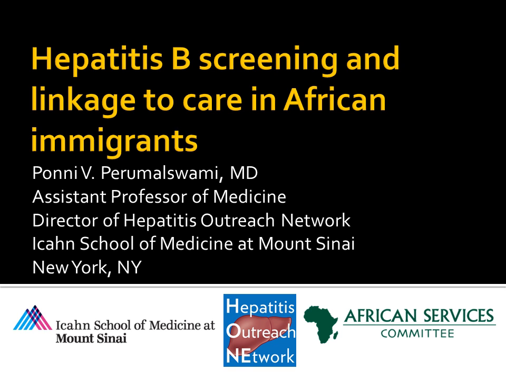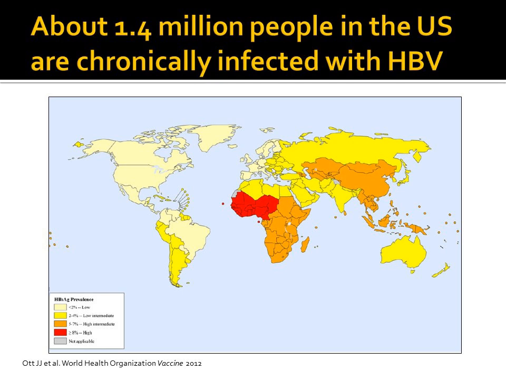So I'll be speaking today on hepatitis B screening and linkage to care in African immigrants, and highlighting some of the epidemiological factors here. We know that the global burden of hepatitis B represents a major public health burden, particularly because over 300 million persons are infected with chronic hepatitis B. In the United States, approximately 800,000 to 1.4 million people are chronically infected with hepatitis B virus.